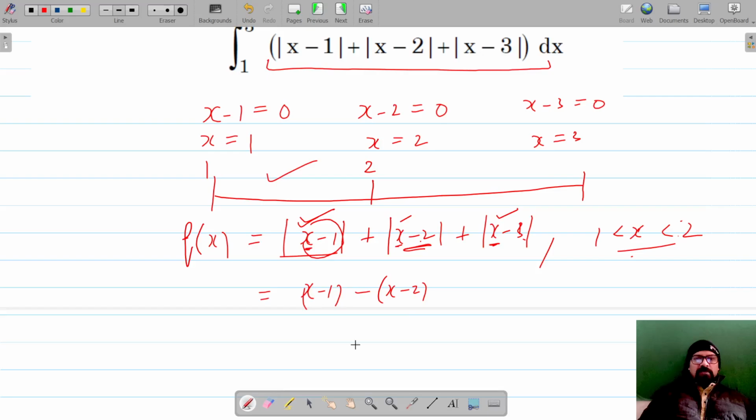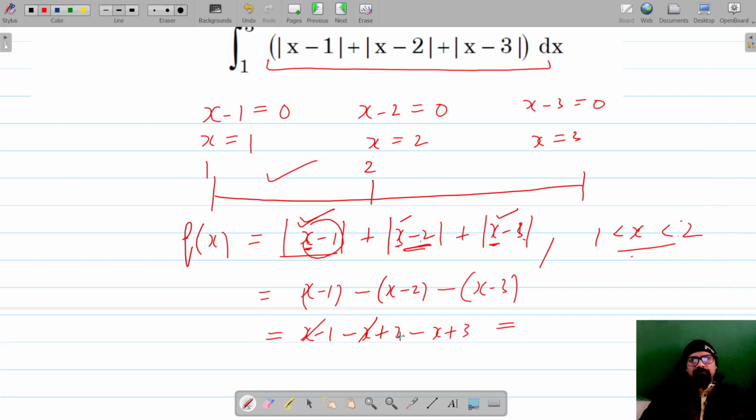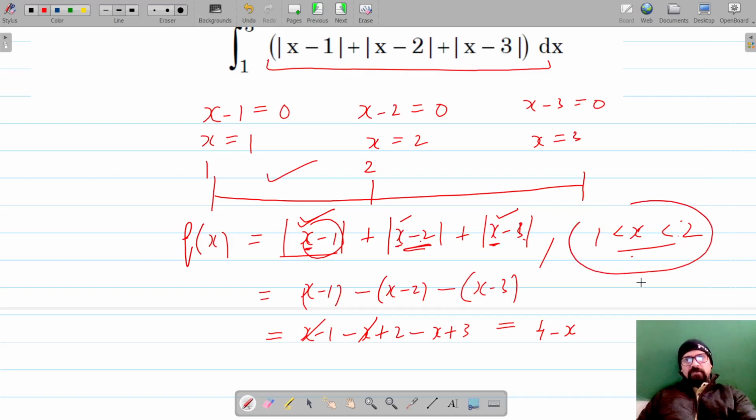So this function now reduces to x minus 1 minus of x minus 2 minus of x minus 3. So this is x minus 1 minus x plus 2 minus x plus 3. The x terms cancel, and finally we have 3 plus 2 is 5, and 5 minus 1 is 4. So this is 4 minus x. That means this function reduces to 4 minus x for the first interval.